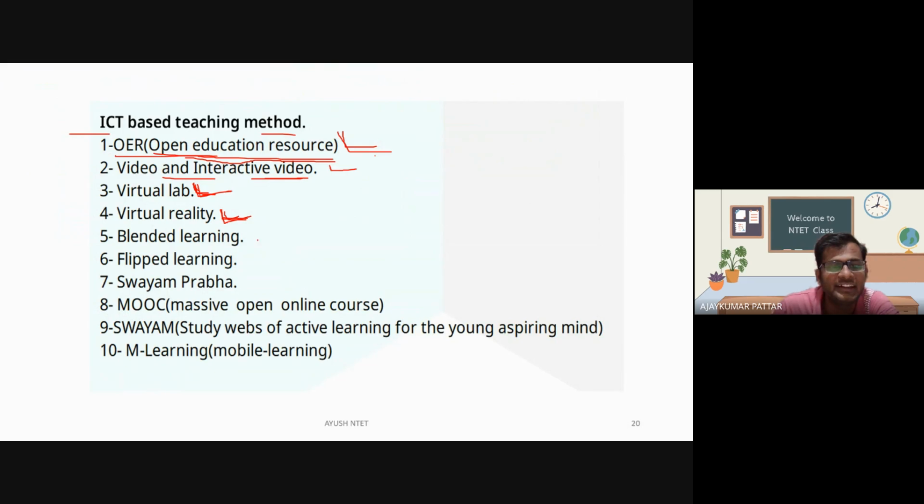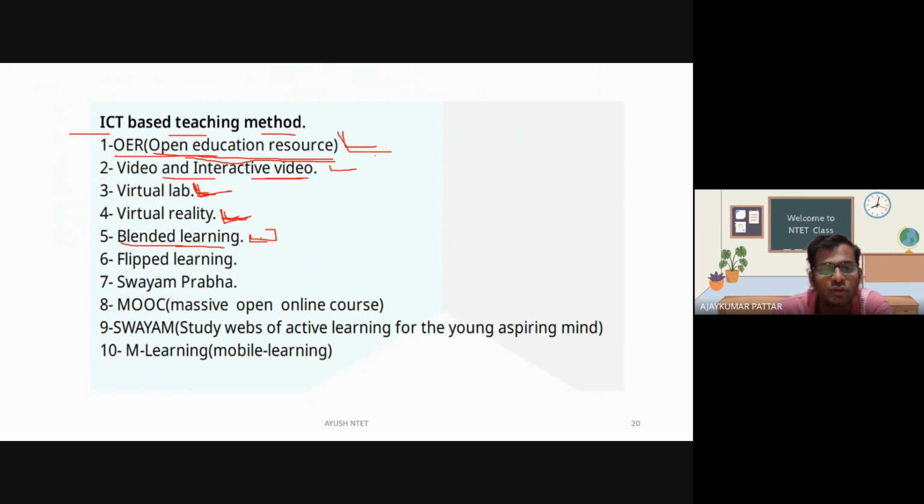Blended learning. What is blended learning? ICT will help for blended learning. Blended means blend करना, mix करना. Offline method and online method दोनों के लिए भी ICT methods are useful. For example, after the conduction of online classes, they will give the study material or PDF material that is offline. You can download it, you can read, or you can print it and read afterwards also. That is blended learning, or different methods. If you mix, then it is called blended learning.